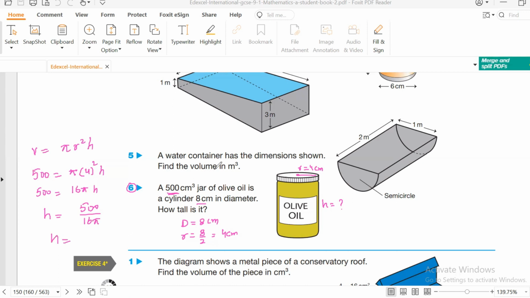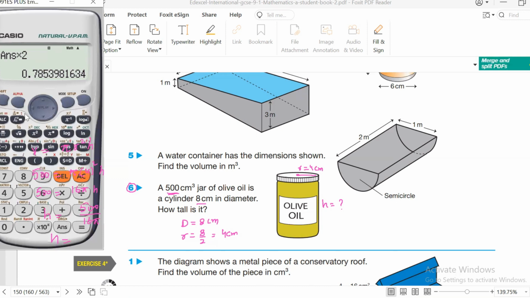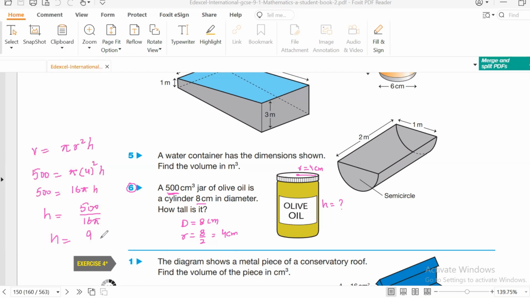So lastly, we can check in the calculator. 500 over 16 shift pi. It gives me 9.9. If we check to two decimal places, so 9 point, and remember that our radius is in centimeters, so 9.9 centimeter. I hope it is clear.